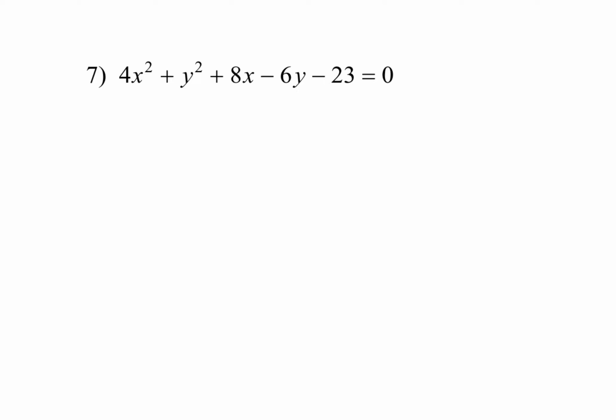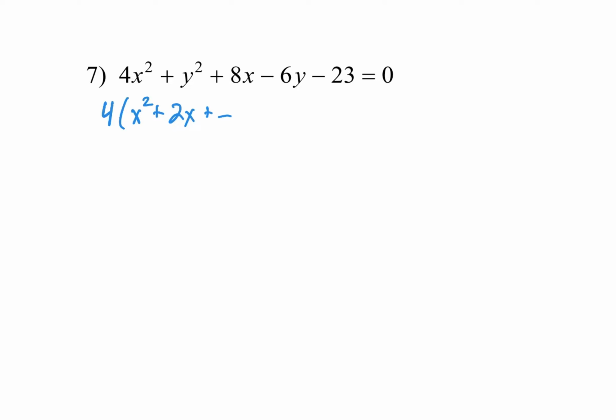What do you want to do first? The x's? Okay, so what do I have to factor out of the x's? 4. So I'm going to factor a 4 out of the x's. That gives me x squared plus 8x. Is it 8x, or do I have to factor a 4 out of the 8? Should be 2x. 4 times 2 is 8.